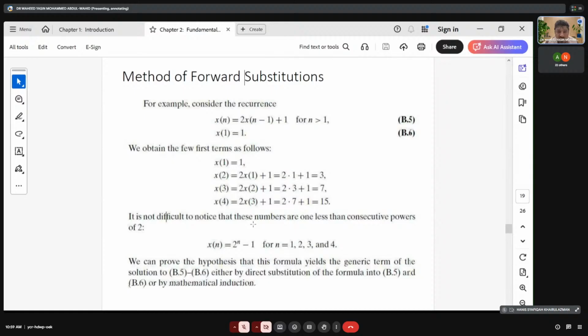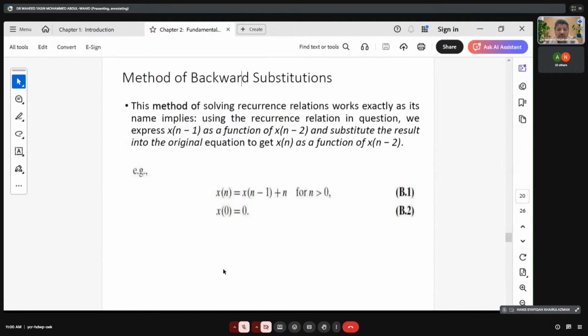It is not difficult to notice that the numbers are one less than the consecutive powers of 2. So here we have x(n) equals 2 power n minus 1 for n equals 1, 2, 3, 4. We can prove the hypothesis that this formula yields the generic solution to the recurrence, either by direct substitution of the formula into the recurrence, or by mathematical induction. Here we have this example for forward substitution. Now we have backward substitution.